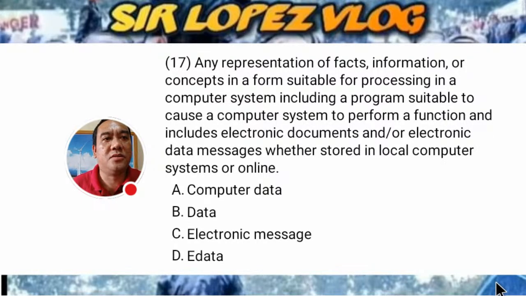Any representation of facts, information, or concepts in a form suitable for processing in a computer system, including a program suitable to cause a computer system to perform a function, and includes electronic documents and or electronic data messages, whether stored in local computer system or online. A. Computer data. B. Data. Letter C. Electronic message. Or letter D. E. Data.